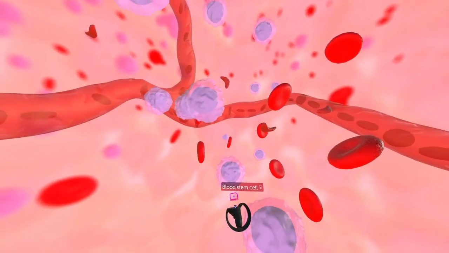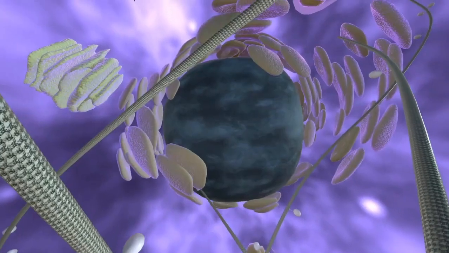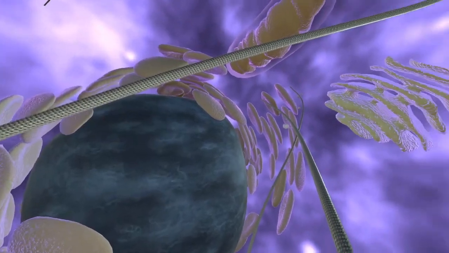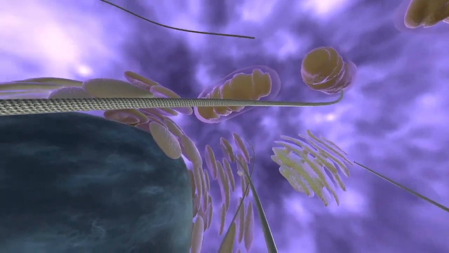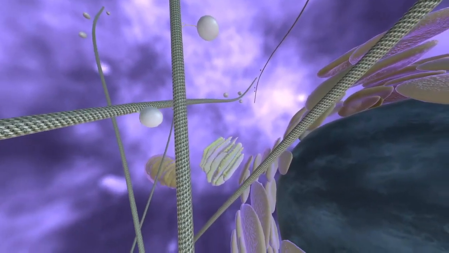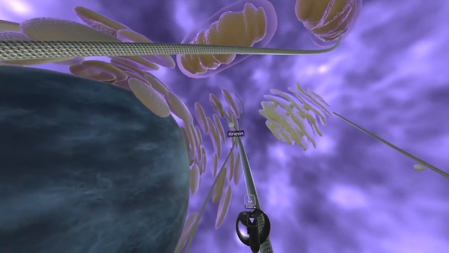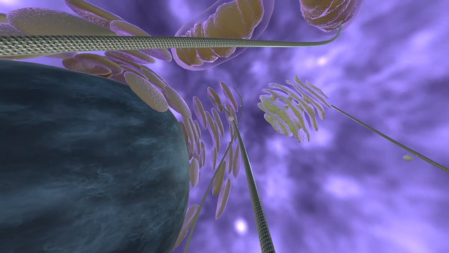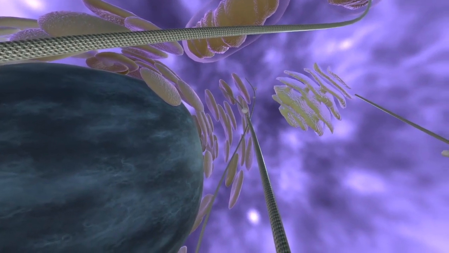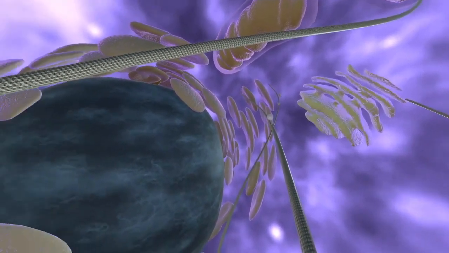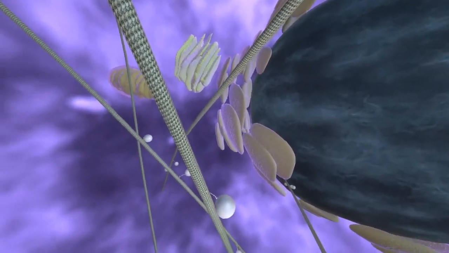So let's point at a blood stem cell and zoom in there. All right, so this is the high school biology flashback. You'll see around you things like mitochondria and kinesins that are walking slowly along microtubules. These are the motor proteins that help move things around your cells. All kinds of cool cell biology stuff.